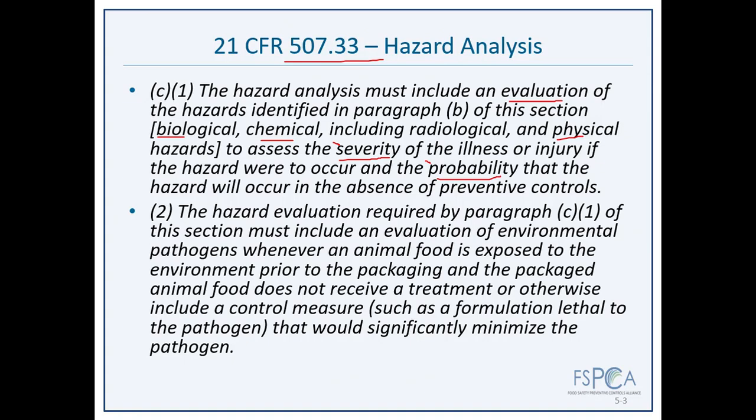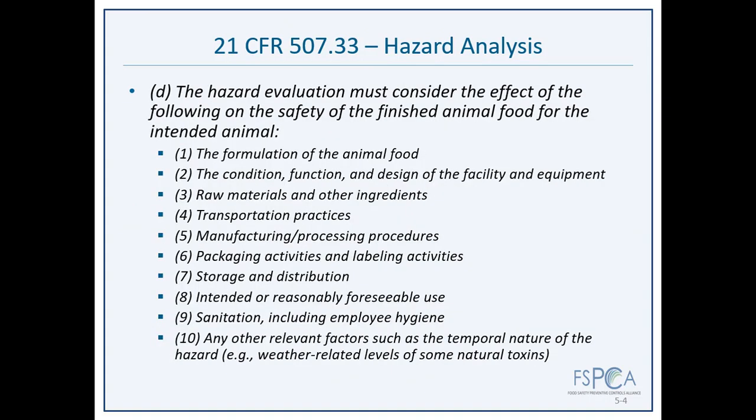Okay, so we've made our list. On each of those hazards, we're going to evaluate for severity and probability. Now, if you have finished animal feed exposed prior to packaging, and you have an environmental pathogen, you definitely need to make sure that you include that in your hazard evaluation. If we know we have an established environmental pathogen, that's going to increase the probability of that hazard getting into our final product versus a situation if we didn't have that established microorganism. Okay, the hazard evaluation should consider all of these things.